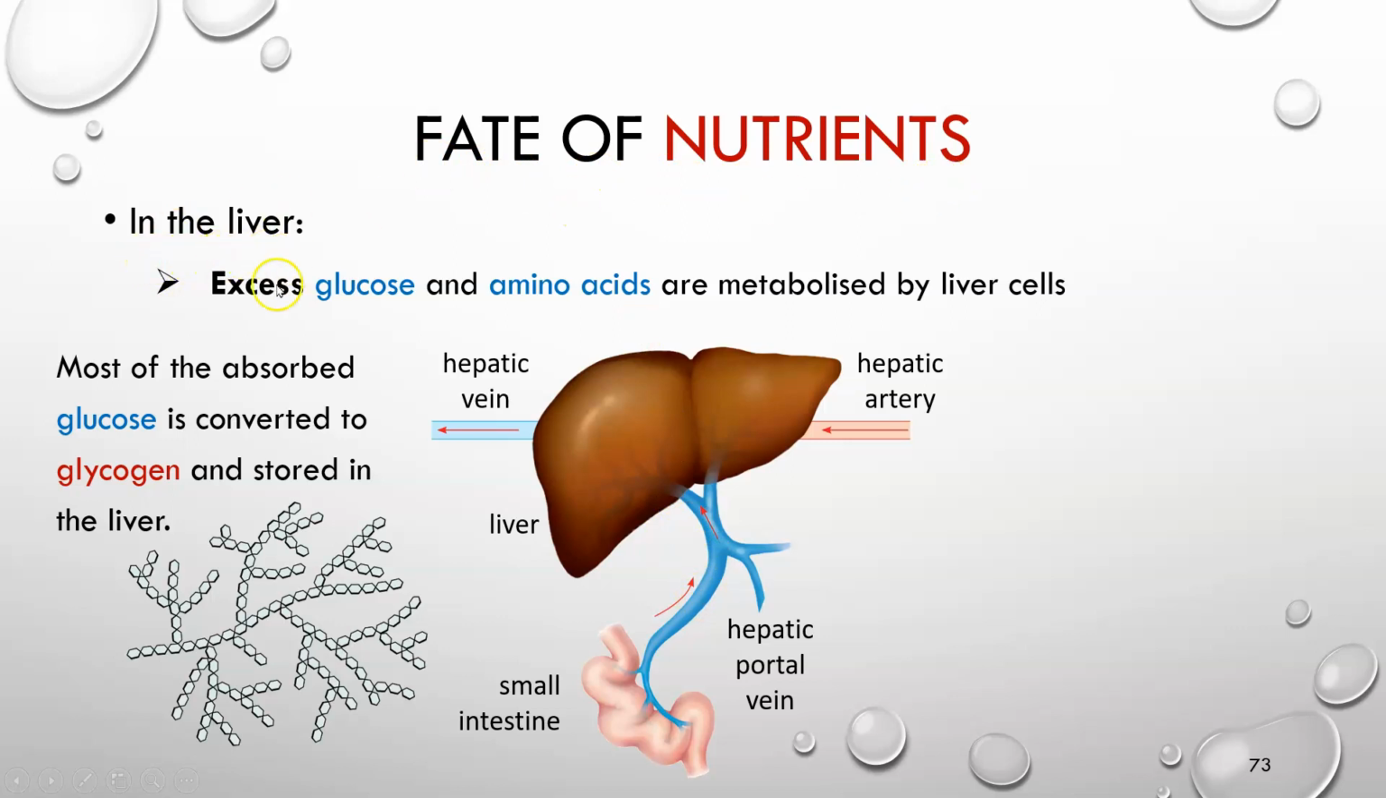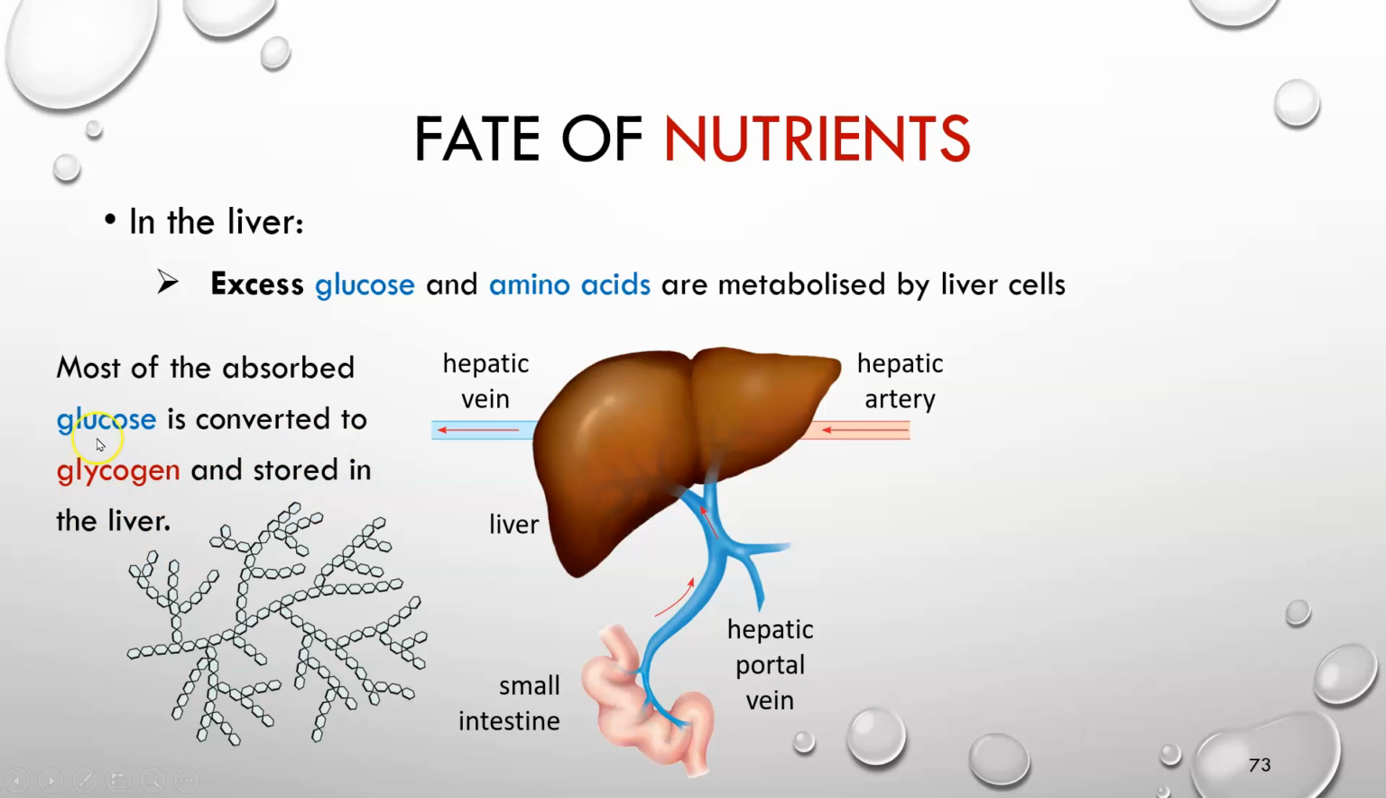Okay, in the liver, excess glucose and amino acids are metabolized by liver cells. Okay, what does metabolize mean? Metabolize simply means that they are used in some way. Okay, how exactly? We'll go into detail. So most of the absorbed glucose is converted into glycogen and stored in the liver.